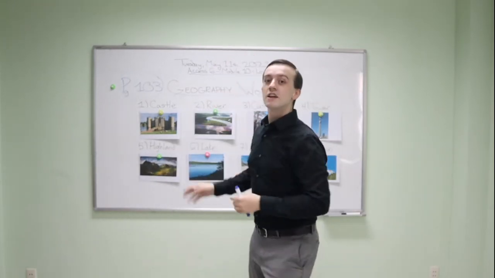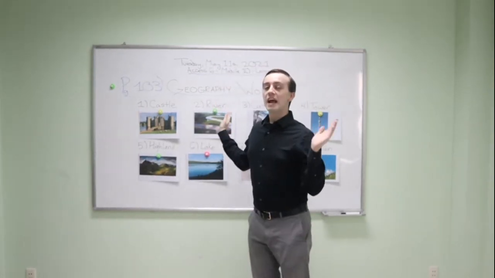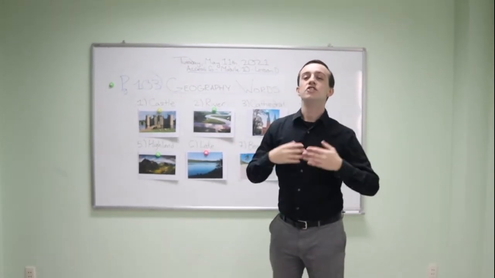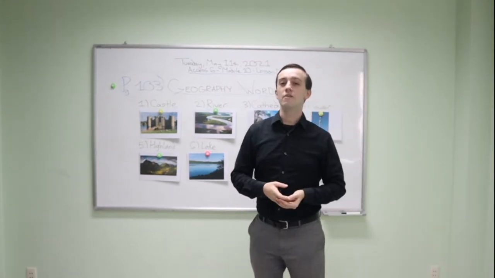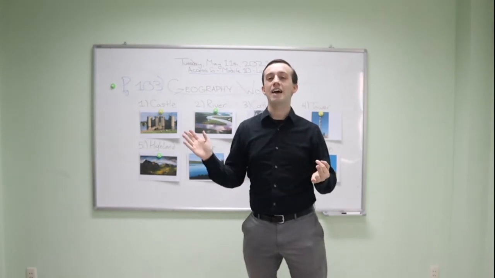Okay. Today, we're going to study about geography words. We're also going to read about the country Scotland, and we're going to make a game about Vietnam. So, let's start. Here, there's 8 words about geography. They are things outside in nature, like trees and rivers and flowers.